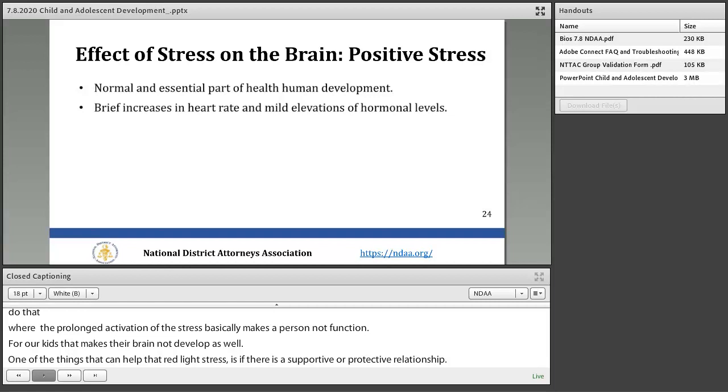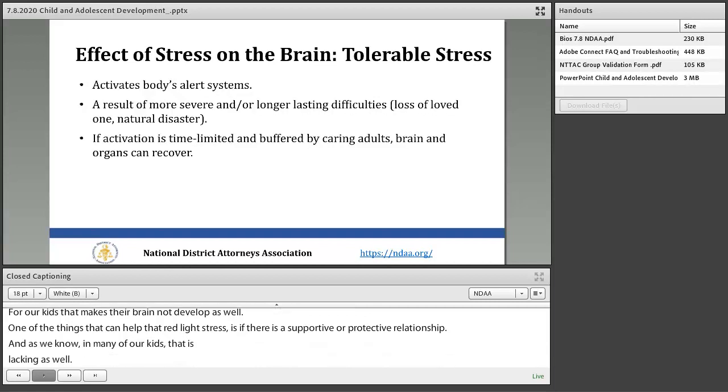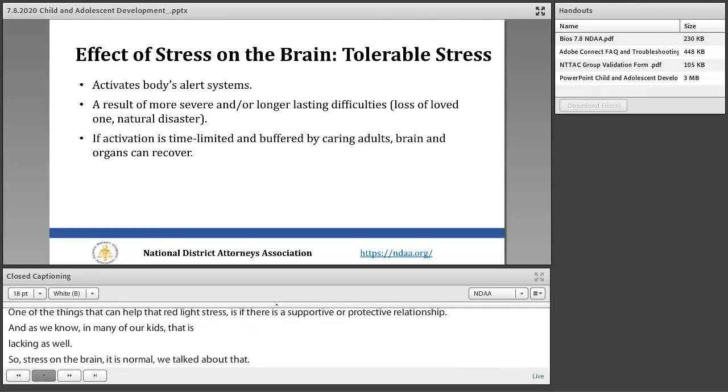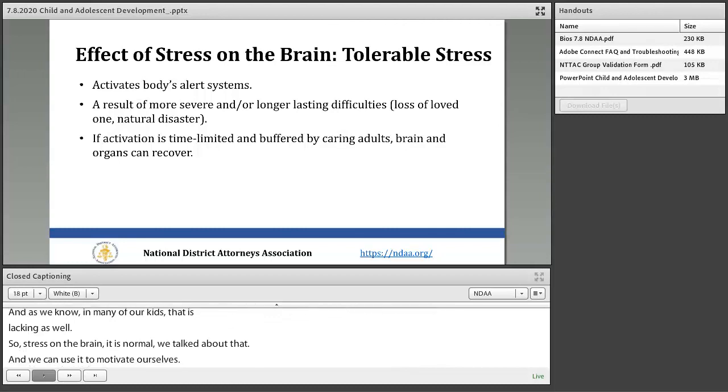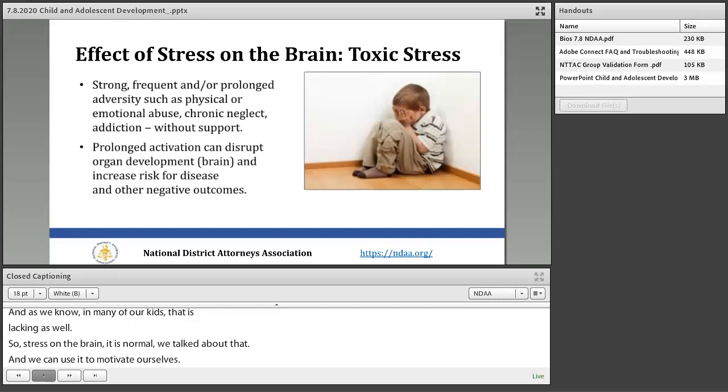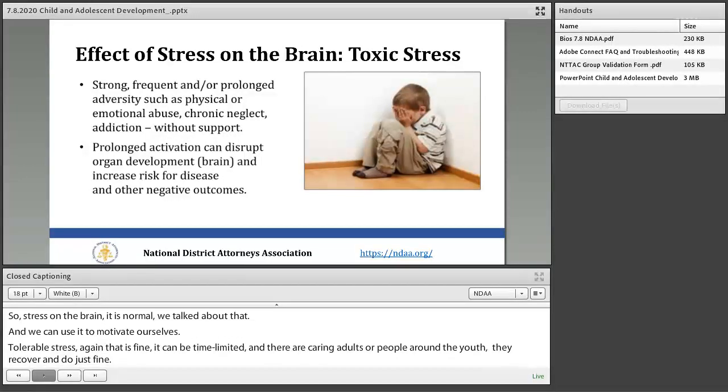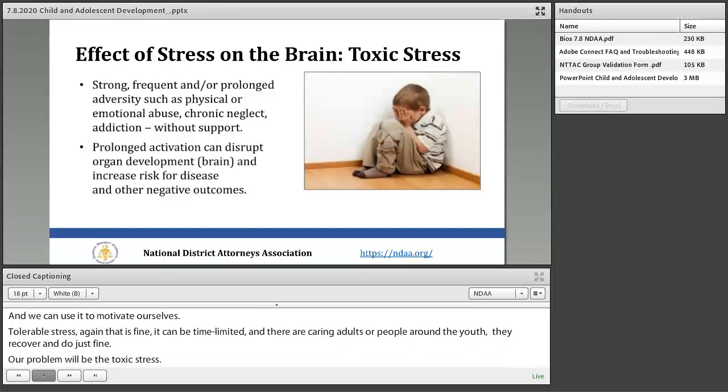So stress on the brain, it's normal. We've talked about that, and we can use it to motivate ourselves. Tolerable stress, again, it's fine. It's time limited, and there are caring adults or people around the youth. They recover and they do just fine. Our problem is going to be the toxic stress, and that's what many of the youth that we are working with are dealing with.